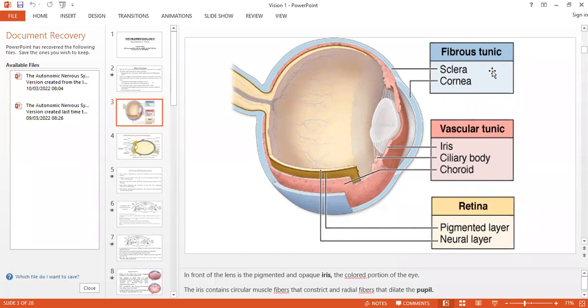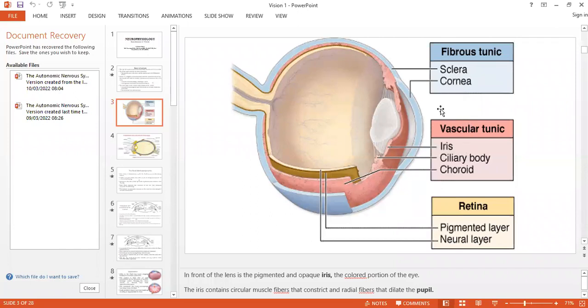And mostly when you talk about anything that has to do with fibrous tunic, whether it has to do with the kidneys or other visceral organs, the fibrous tunic mostly has to do with protection of the inner delicate layers or parts. That's what the fibrous tunic has to offer in terms of the human eye. So we have the sclera and the cornea, okay?